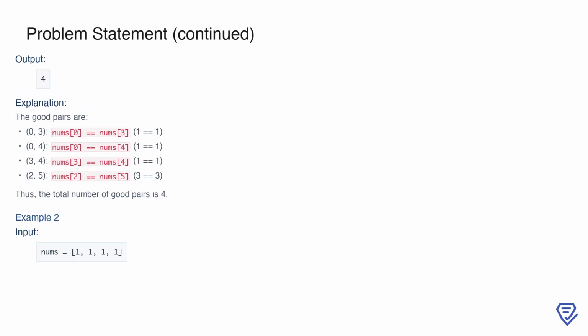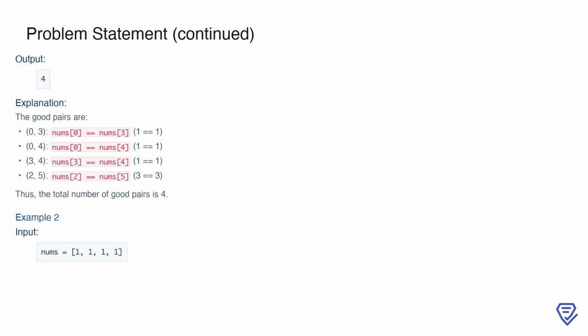Consider the first example where the input array is nums equals [1, 2, 3, 1, 1, 3]. The output for this example is 4, because there are 4 good pairs in the array. These pairs are (0, 3), (0, 4), (3, 4), and (2, 5).